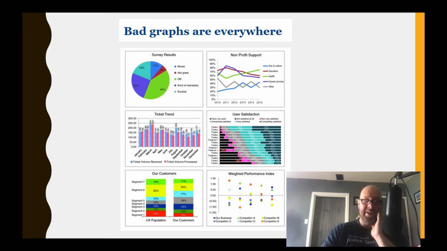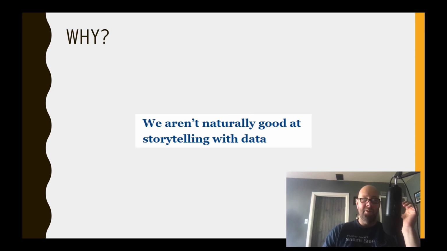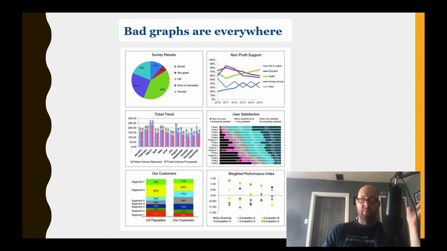So as you can see, these could be very confusing, and people have lost their mind in a sense. So why aren't we naturally good at storytelling with data? Well, looking at this, if you can tell me how that ticket trend works, then you get an A in my book. But to me, it's very confusing. It makes no sense.